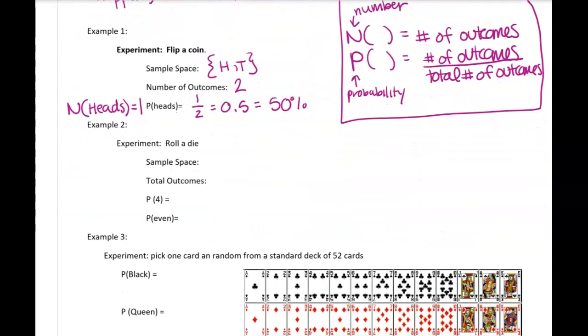For the second example, let's say you roll a die. Again, not really what I would call an experiment, but we're calling it that. Your sample space is, well, if you roll a standard die, 1, 2, 3, 4, 5, or 6. Your total number of outcomes is 6. The probability of getting a 4 is 1 out of 6. The probability of getting an even number, well, 2, 4, and 6 are even, so 3 out of 6, or 1/2.